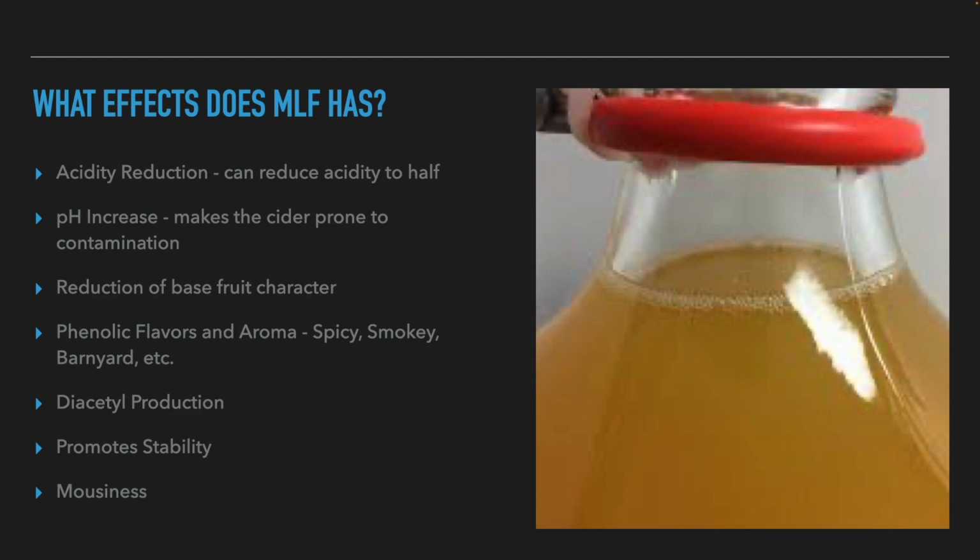Malic acid is much more acidic than lactic acid. Since the malic acid turns into lactic acid, the acidity decreases and can reach half of what it was at the beginning. The second thing is an increase in pH. The decrease in acidity is represented by an increase in pH, and this can allow unwanted bacteria to develop.